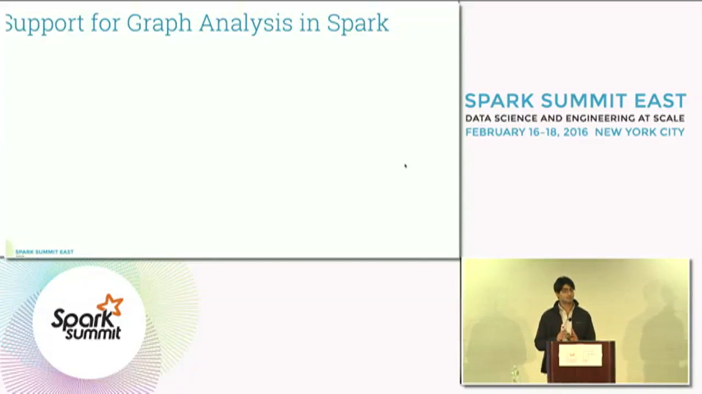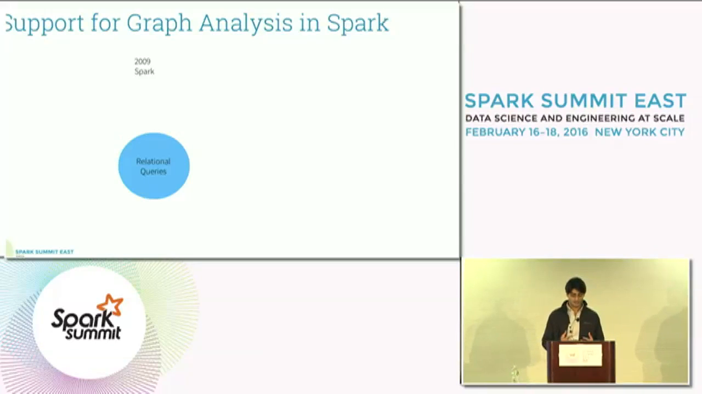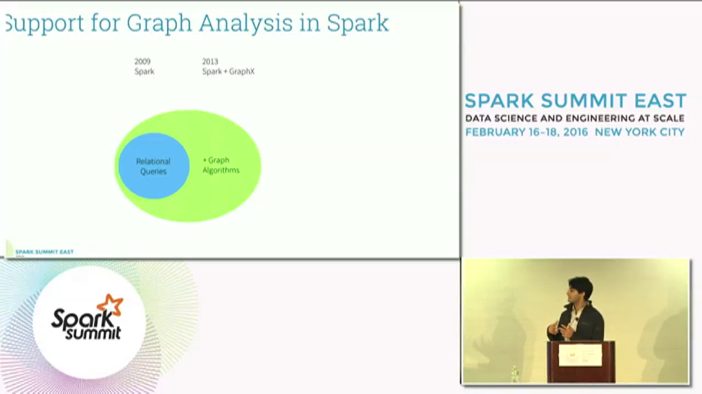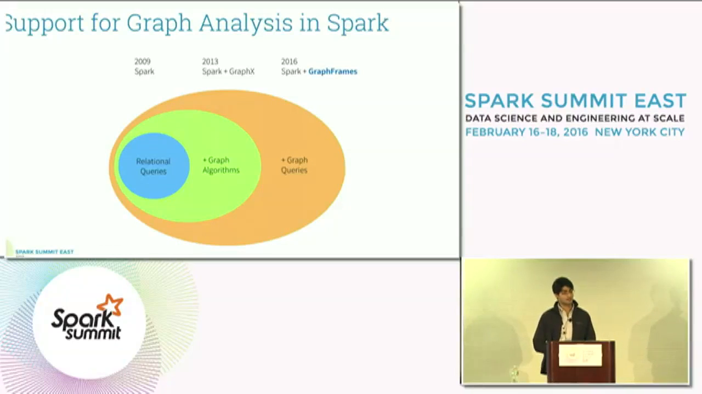Here's a simplified history, as background, of support for graph analysis in Spark. When Spark was first created, it supported this RDD model, which is a relational or data parallel model that gives you these transformations. Then GraphX in 2013 was introduced to let you express graph algorithms using these relational operators plus some optimizations underneath to make this fast. And now in this talk I'm introducing GraphFrames, which do the same thing but just for graph queries as well.